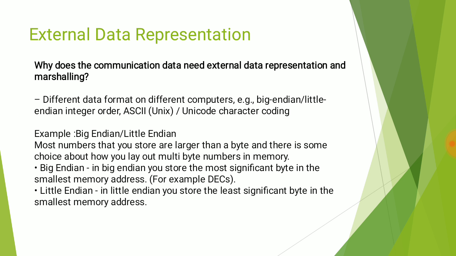In the example of big endian or little endian, most numbers that you store are larger than a byte, and there is some choice about how you lay out multi-byte numbers in memory. In big endian, you store the most significant byte in the smallest memory address, and in little endian, you store the least significant byte in the smallest memory address.